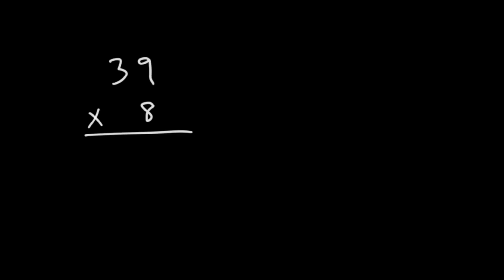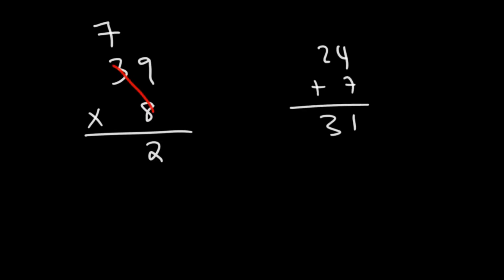But what we need to do is multiply 8 by 9 first. 8 times 9 is 72. So we're going to write the 2 and then carry over the 7. Next, we need to multiply 8 times 3. 8 times 3 is 24. And then you need to add 7 to 24. 24 plus 7 is 31. So the answer for this example is 312.